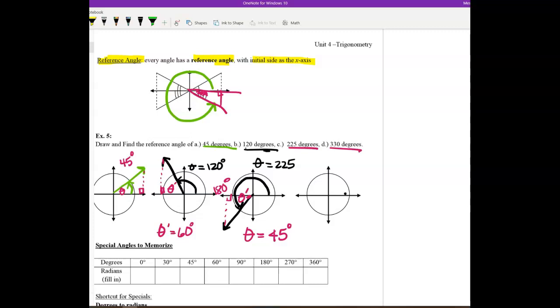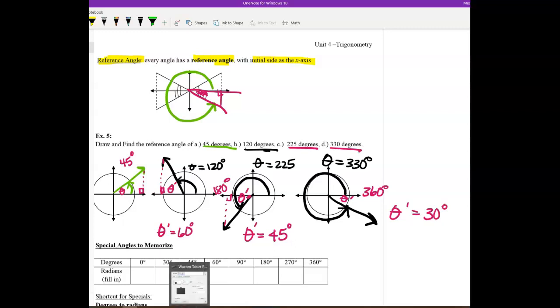So we would start here on the initial side. We go 90, 180, 270, and then we come all the way up here to 330. So that is theta. So theta is 330 degrees. So what are we talking about for theta prime? This little angle right in here. So the full circle is 360 degrees. So how do we figure out what this little angle is here? Just take 360, subtract the 330, and theta prime is going to be 30 degrees.